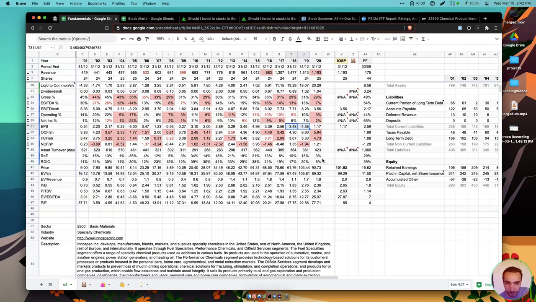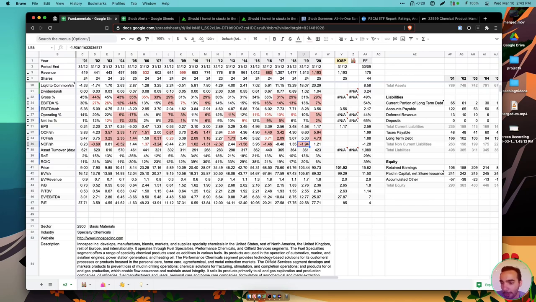Return on equity, pretty good. I mean, barring COVID, 13, 10%, 18, 29. Return on invested capital, really good. Really good. Asset turnover, roughly average. I don't see a huge deal.